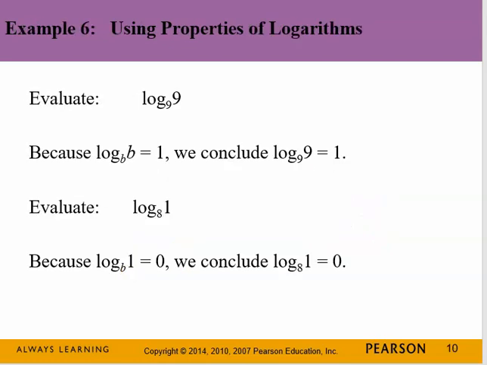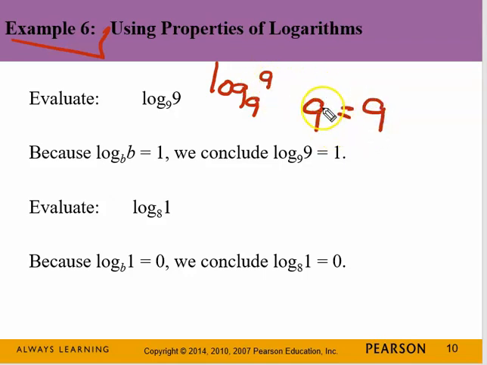Number 6 now, example 6 is an example of this. So we have log base 9 of 9. What does that equal? Well, if we convert it to its exponential form, our base is 9. Our answer is 9. So what exponent gives us that? Well, a 1. There's a 1 there. So what is the value of this in terms of its exponent? It's a 1. So they're showing us that again.